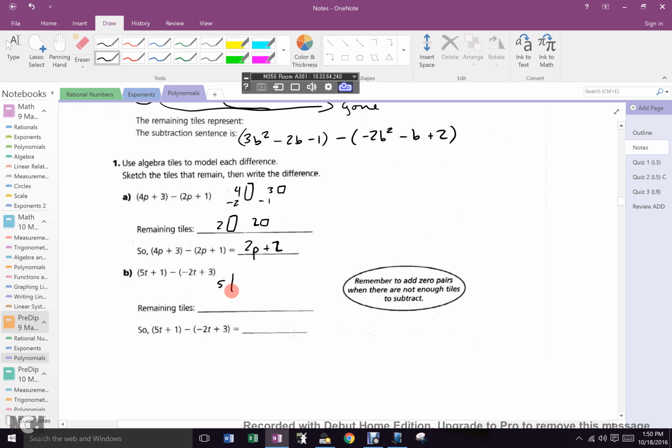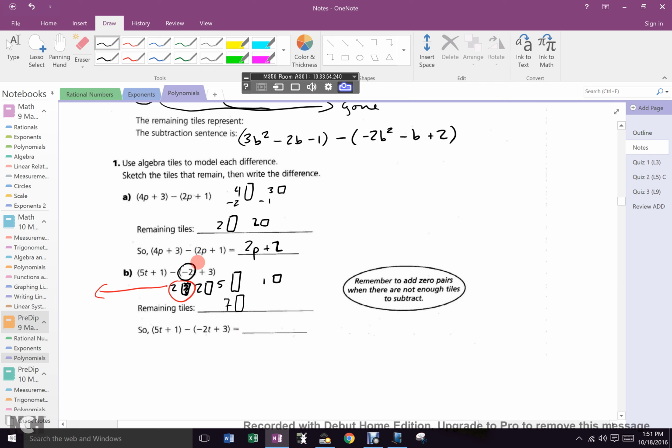I got 5 bars, positive, and 1 little guy. I have to remove 2 negatives. Are there any there? No. So I got to add some zeros. I got to add 2 negatives and 2 positives, don't I? Still have 5. Now, can I take those away? Yes. I can take those away, leaving me with 7 bars.